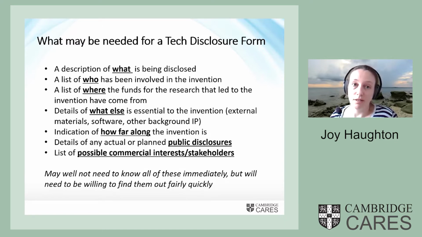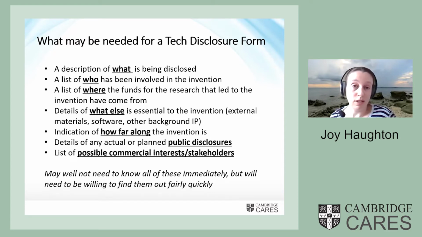As we mentioned earlier, what else is essential to the invention? The background IP, the other software, external materials, etc. that you've used for it. Also very important to put down on that form. The Tech Transfer Office will also want to know how far you've got with this invention. Is it just an idea? Is it something that you've got some evidence for? Is it something you've got a prototype for? Is it something that you've even done some actual testing of the prototype? All of those are fine, but they will take different routes depending on how far along you are.